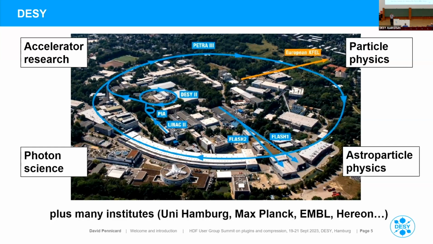On top of that, we have quite a variety of different institutes on site, including using our facilities. We have various groups in the University of Hamburg, Max Planck groups, the European Molecular Biology Lab, Hereon, which is another German institute focusing more on material science, and so forth. So we have quite a variety of people on campus.